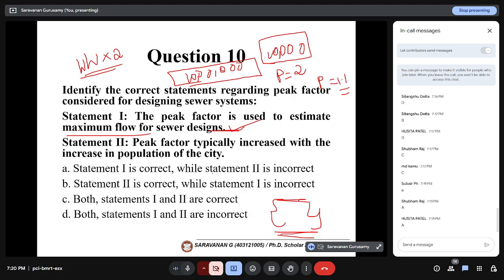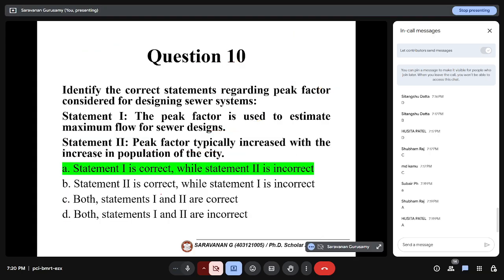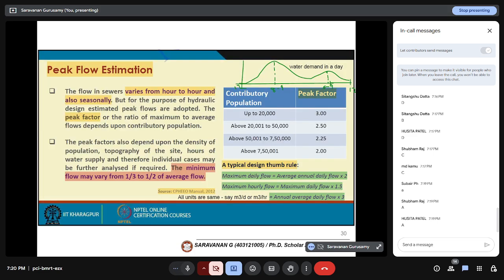That's the concept here. Peak factor typically decreases with the increase in population. So this statement is incorrect. So 1 is correct, 2 is incorrect. Because with a huge population, if I take the average, that is nearly equal to the maximum. So this is the thumb rule.